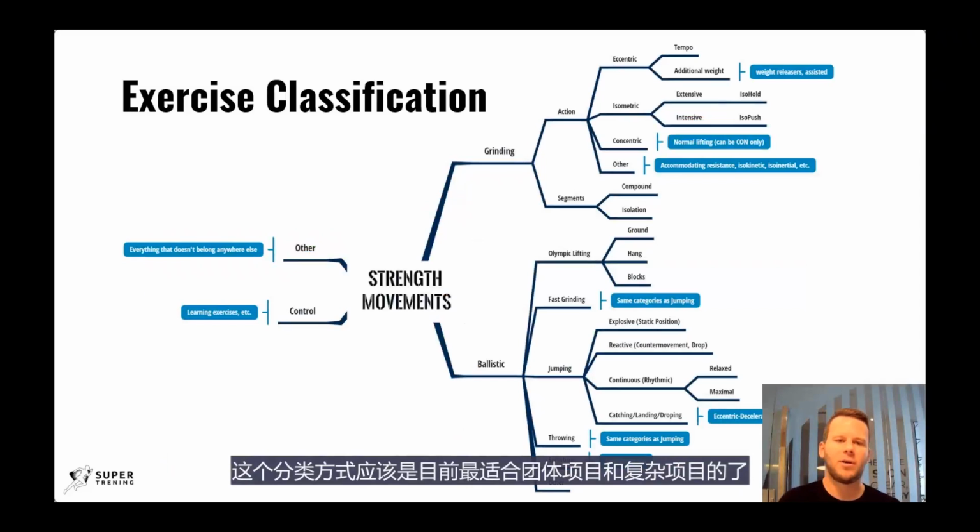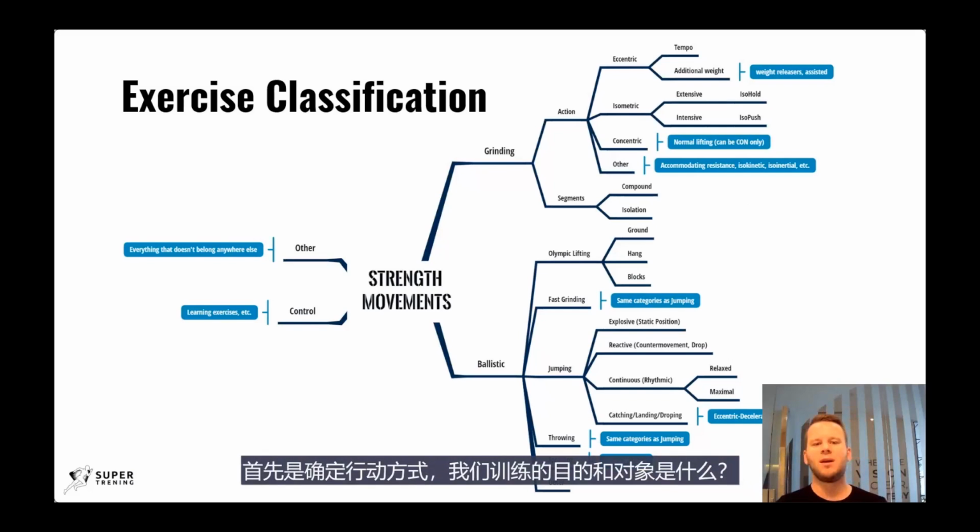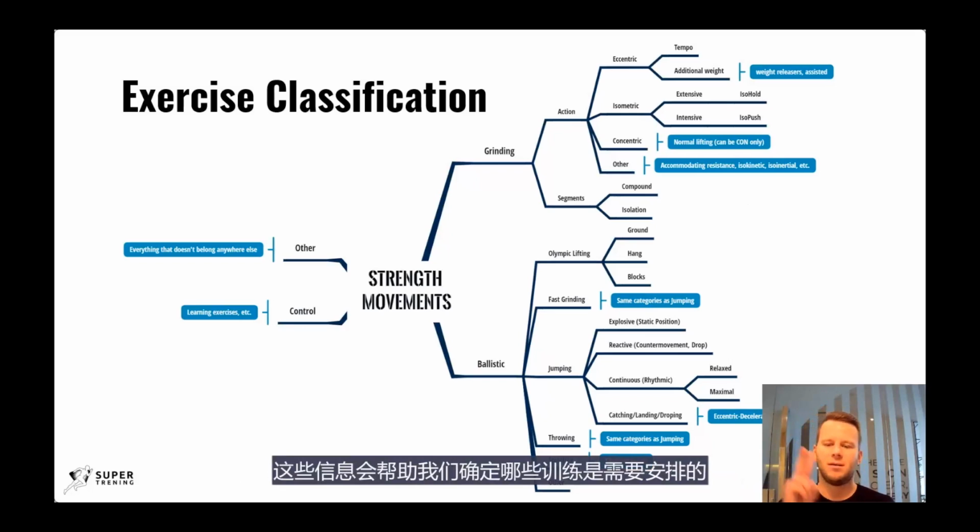Okay, and we have arrived at the categorization which is probably currently the most useful for team or complex sports, and is probably also quite widely used, at least maybe a little bit more in detail concerning the grinding movements. What we do here is create the biggest form of action: who are we working with, and what will guide our decision making and help us decide what the big buckets or planning slots are that we have to take care of. So this is a very good model for strength generalists.